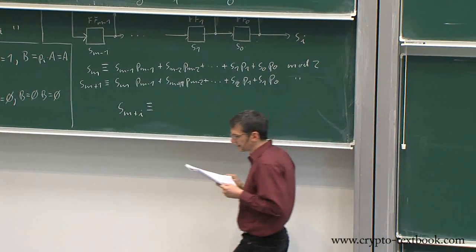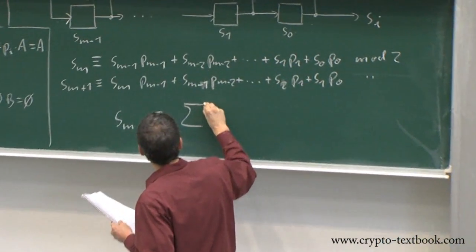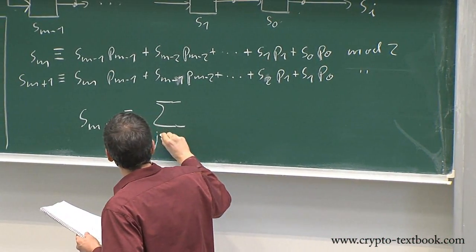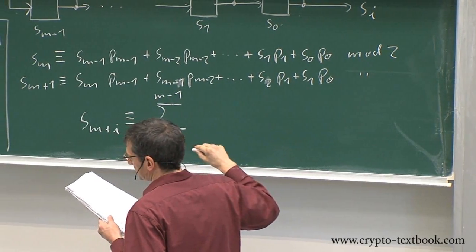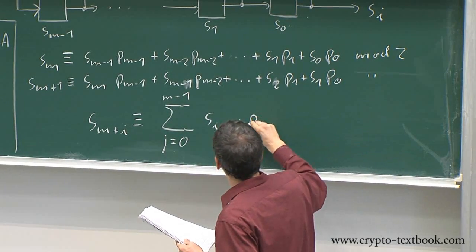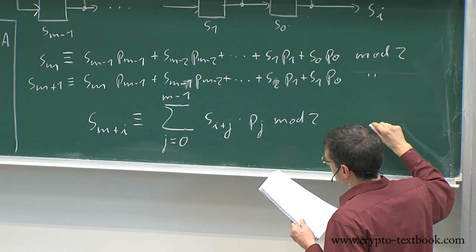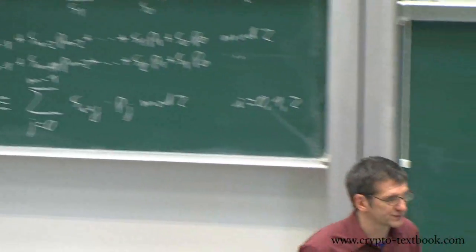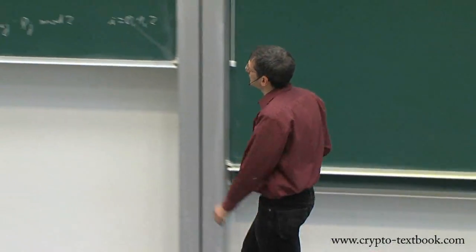Any output bit S_{m+i} is the summation symbol where you run from j equals 0 to m minus 1 of S_{i+j} times p_j, mod 2, and i runs from 0, 1, 2, 3. And this is very important, so that should be a very, very big red box.